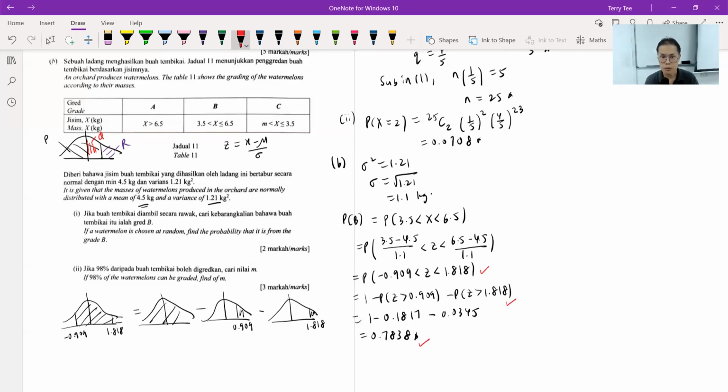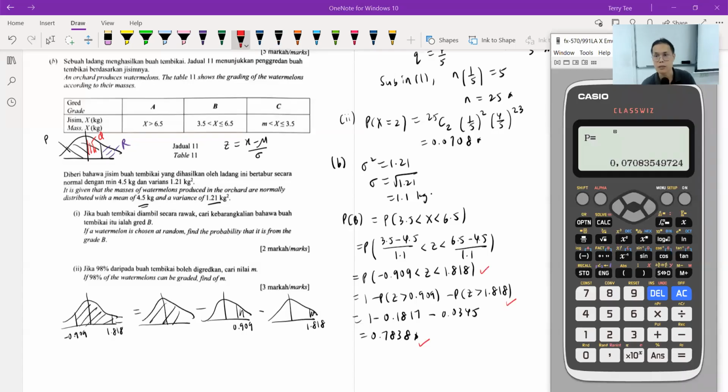But if you want to do it in one shot using this calculator, you press Mode, you go to 7 for distribution, go to number 2 for normal CD. Here your lower limit is 3.5. Your upper limit is 6.5. Your standard deviation is now 1.1. Your mean is 4.5. Your answer will be the same. Can you see? 0.7838. It's so good.